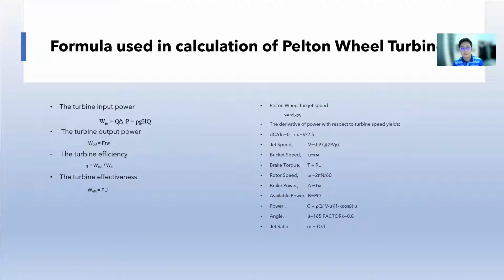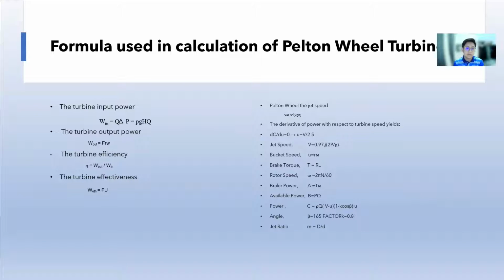The next is the formulas used in calculation for the Pelton wheel turbine. The turbine input power formula is W_in = ρgHQ, where Q is the flow rate and P is the gauge pressure at the turbine inlet. The next is the turbine output power. W_out = F R ω, where F is force times R, the radius, and ω is the angular velocity.